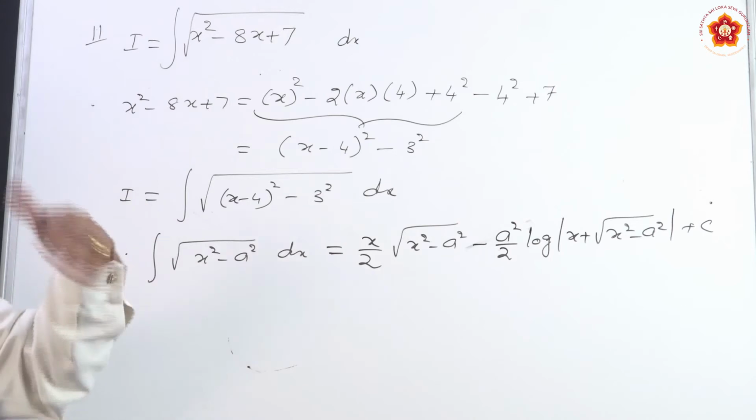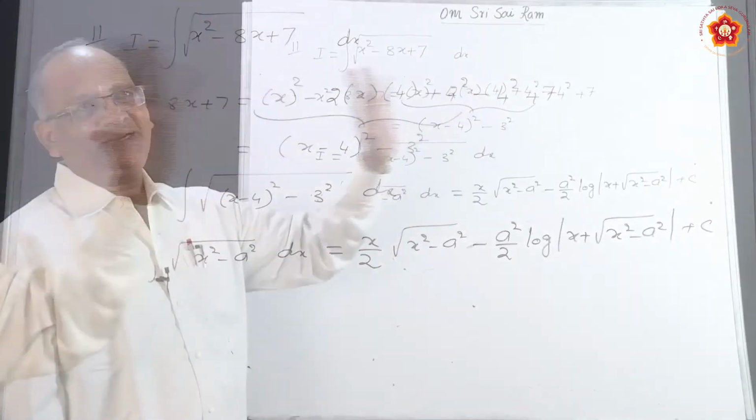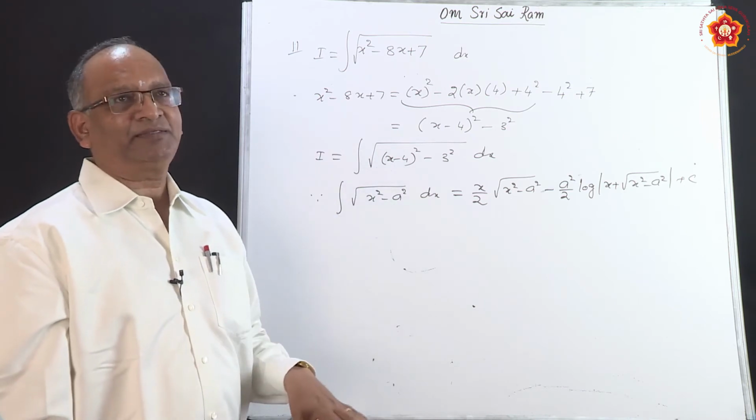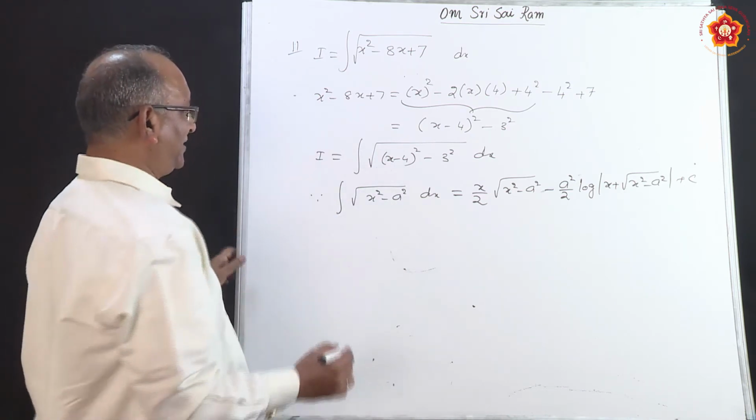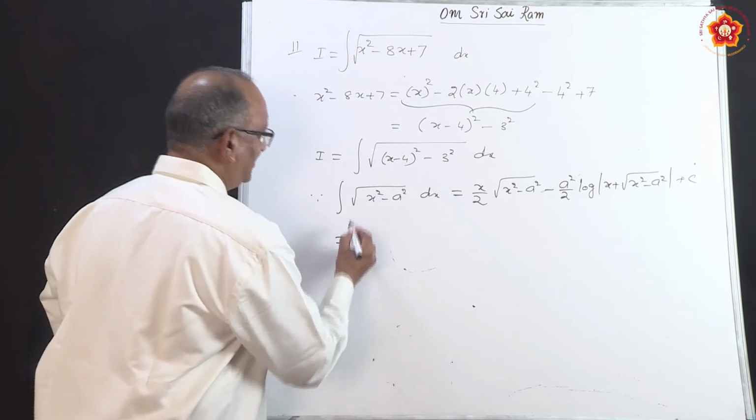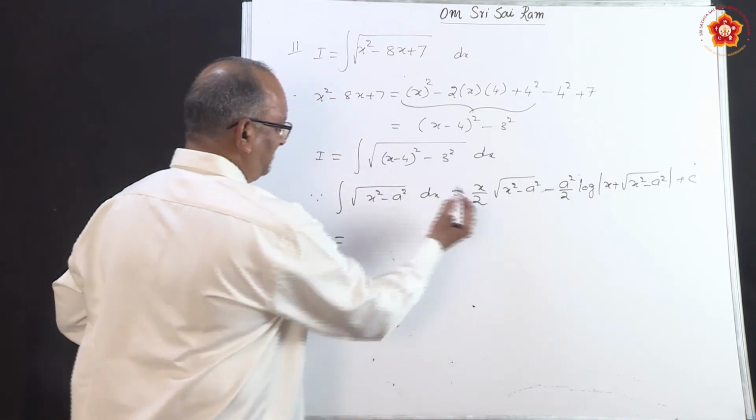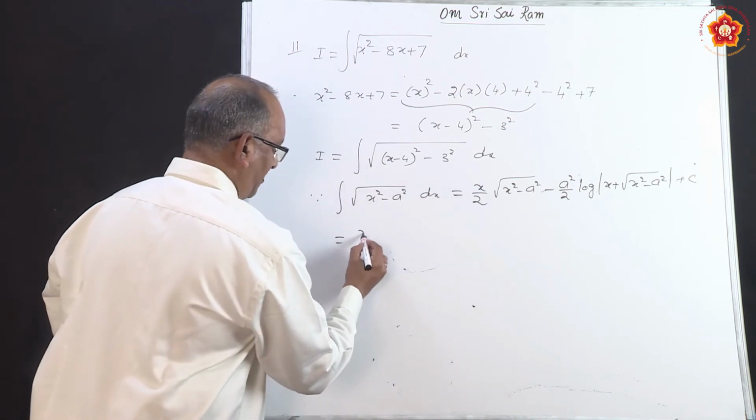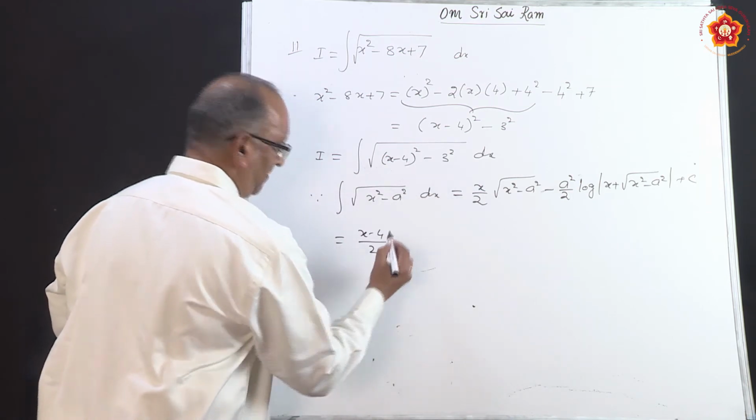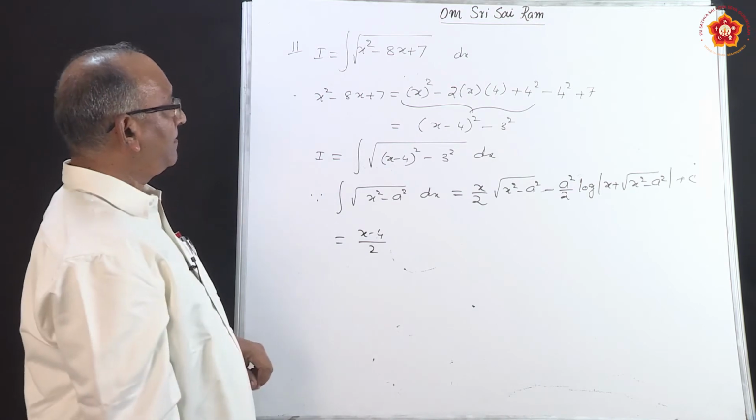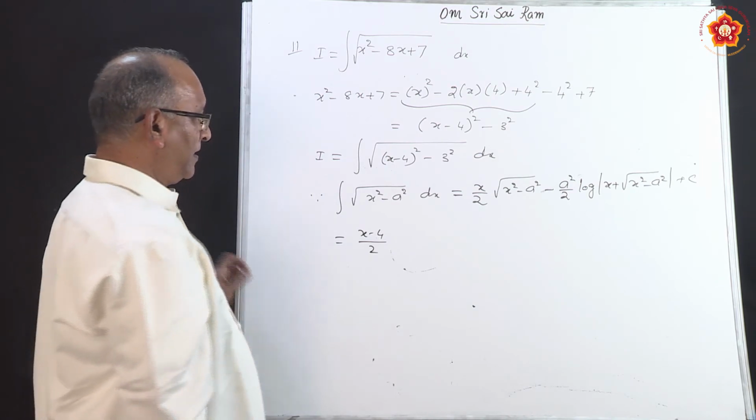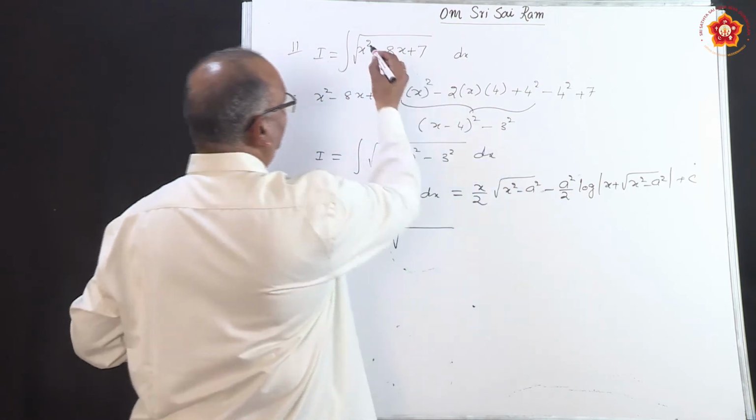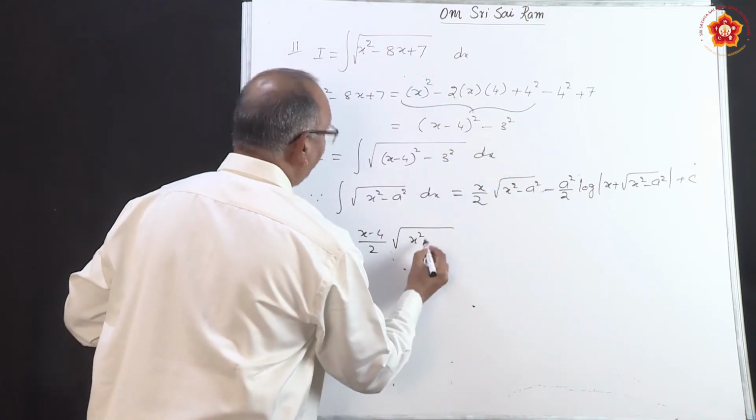So, either you assume x minus 4 as t, you are going to get dx equal to dt and write in terms of t and again change it to x, or straight away also you can write. How can we write straight away? x by 2, in place of x what is there? x minus 4. Under root of, you know that this whole thing is going to be the given function only.